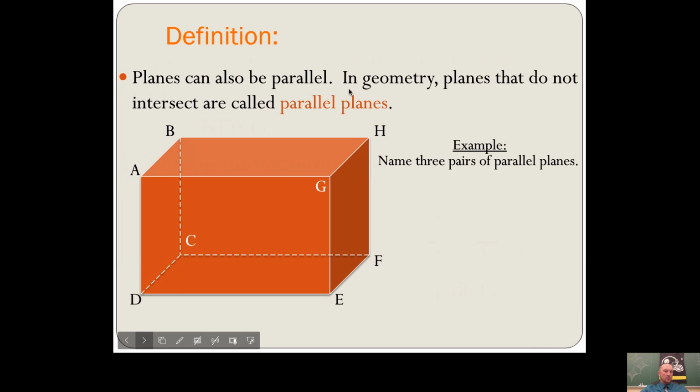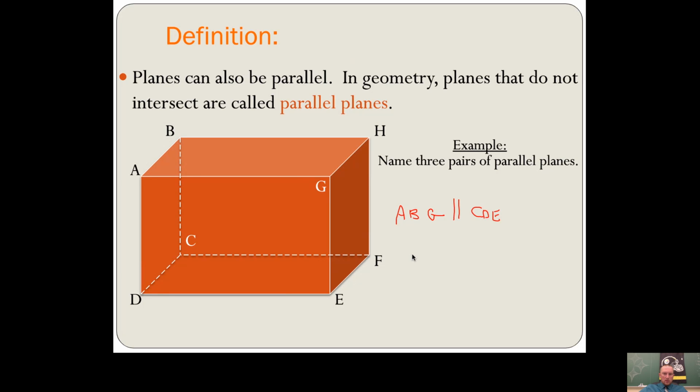Planes can also be parallel. In geometry, planes do not intersect. Planes that do not intersect are called parallel planes. So for example, if you think of this diagram as the room that you're sitting in, there are certain planes that are parallel. For example, the ceiling is parallel to the floor. Name the ceiling. You can name it a bunch of different ways, but I'm going to name it plane ABG. It's parallel to the floor. I'm going to name that plane CDE. And I'm going to say that those are parallel.